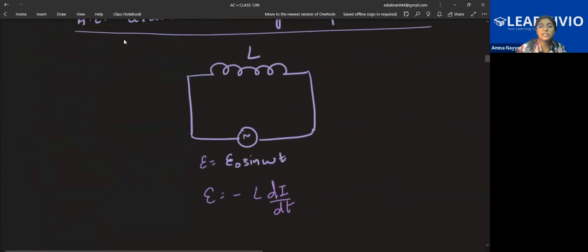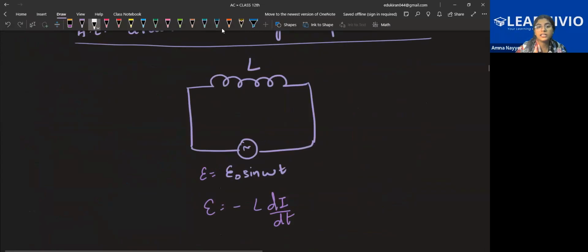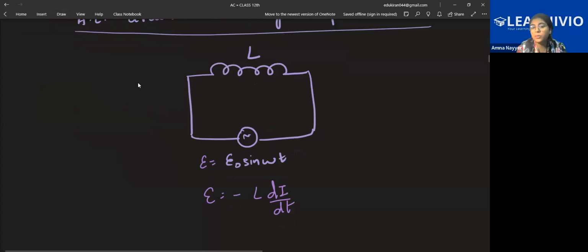That also we had started. Now AC circuits containing only inductors. These we have to complete. So see, E is equal to E naught sine omega t, and E is equal to minus L di over dt. This is a part of EMI. After this chapter, we will do EMI, and at that time you will understand what E is equal to L di over dt. It basically is a portion from your inductance. Right now, you can just understand E is equal to minus L di over dt.